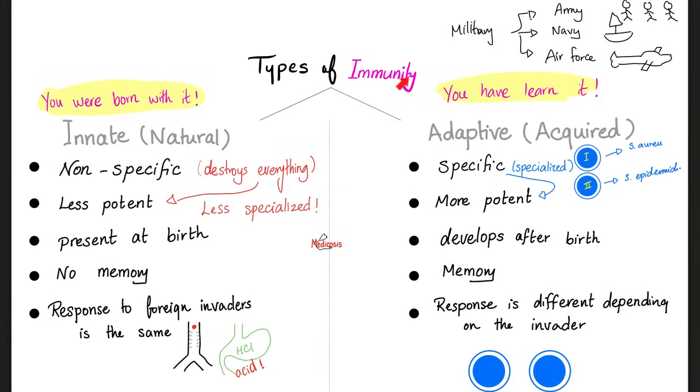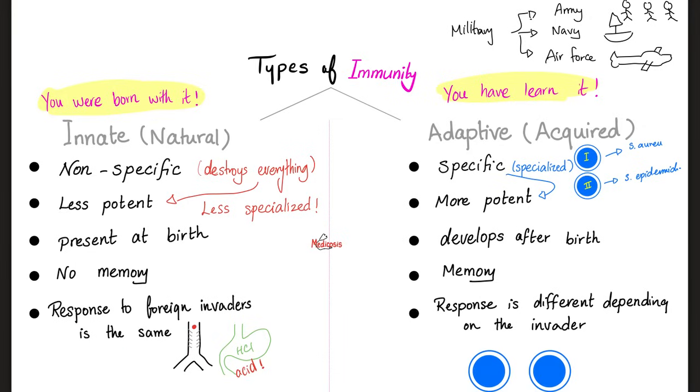Types of immunity, let's go. Innate immunity, you were born with it. Non-specific, less potent, present at birth. No memory. The first response is the same as the second response, third response, etc. There is no difference. They respond to foreigners in the same way, like the acid in the stomach.